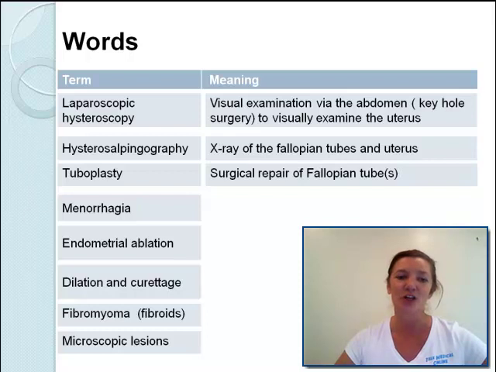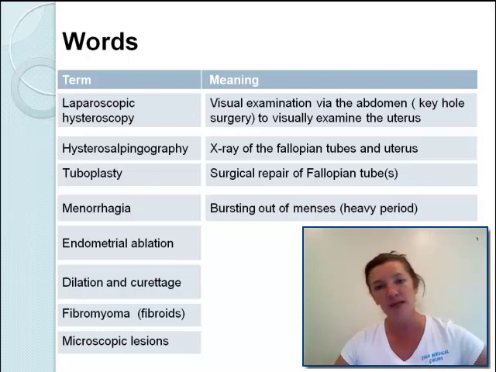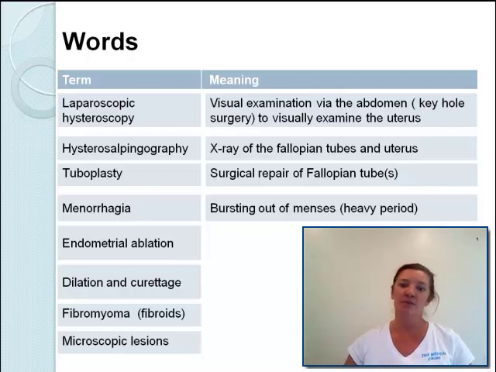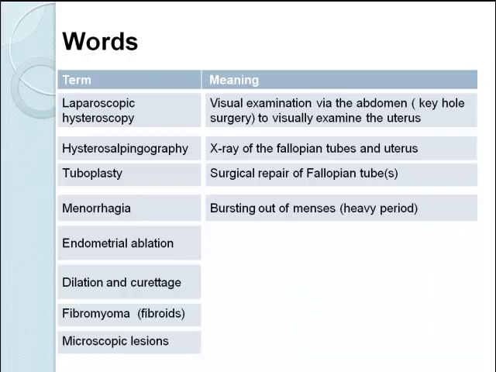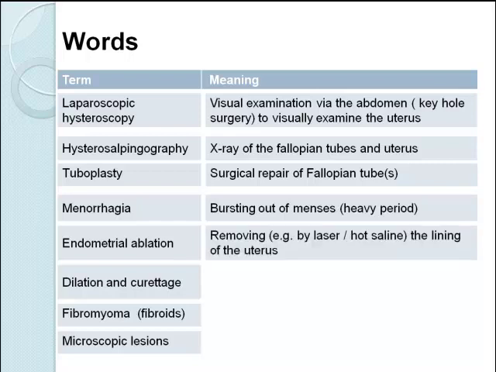Tuboplasty. Tubo, plasty. Plasty, surgical repair, and the tubes relates to the fallopian tubes. Menorrhagia. Orrhagia was bursting out of blood. Men is menses, so it's bursting out of menses, otherwise known as a heavy period. Endometrial ablation. Well, ablation, a moment ago we were told, relates to the destruction of tissue, removing tissue. So it is removing the lining of the uterus, usually by laser or possibly by hot saline. There's various methods.